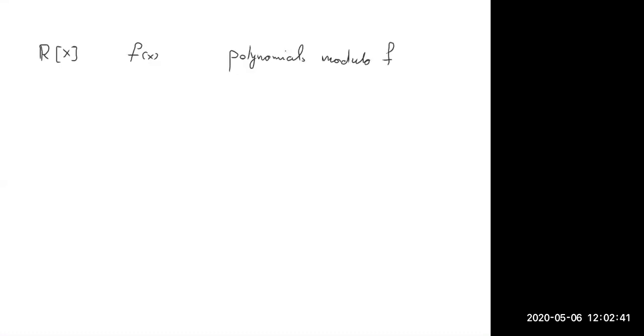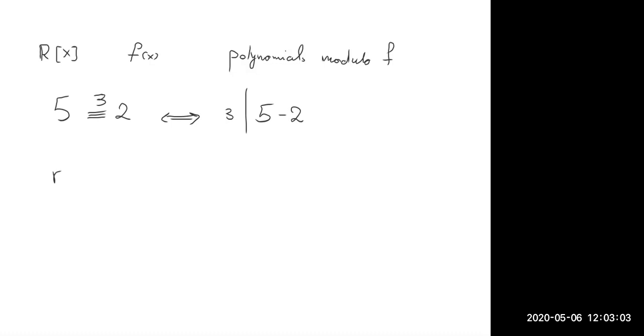So just like what we had for natural numbers or integers, for example, we used to say 5 mod 3 is equal to 2. So it means 3 divides 5 minus 2. The same thing holds for polynomials.